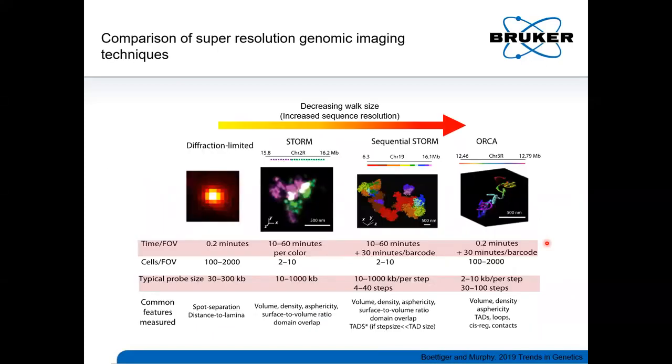The techniques are complementary, and their use really depends on experimental capabilities, as well as the target features being studied. If your desire is to do a high throughput study of a small genomic region, then ORCA is a great choice. Whereas if your desire is to take larger steps and image a much larger genomic region, then OligoSTORM would be preferred.